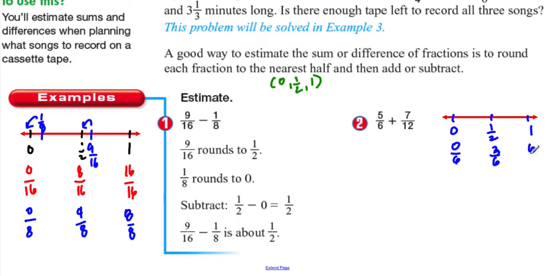And this will be 6 over 6. And if you notice, 5 over 6 will be right around here, just close to 1. Therefore, 5 over 6 rounds to 1.